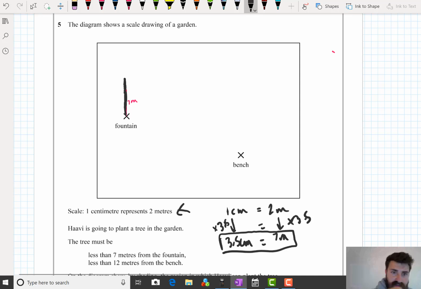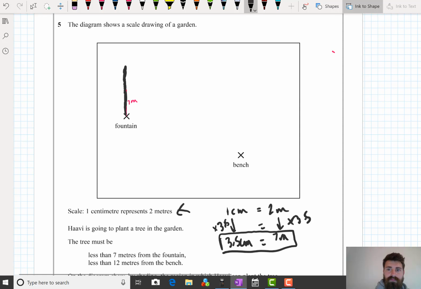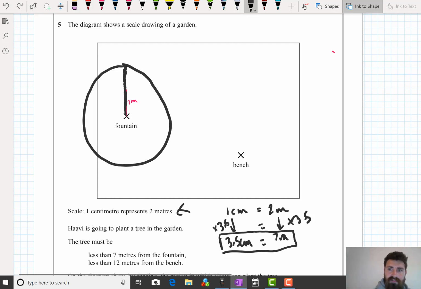Actually, do you know what? I'll just illustrate it by doing it a little bit larger here. Spin it round like that. Oh my god, that's such a bad circle. Do you know what? Watch my perfect circle. Yeah, ignore that. We'll stick with the first one.